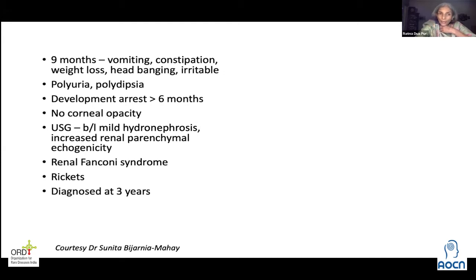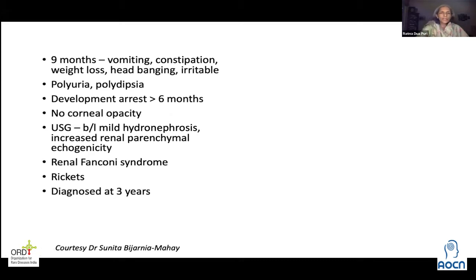He was apparently well till then. And he had vomiting, constipation, there was weight loss along with some change in behavior, polyuria and polydipsia. And for the last few months, he had not developed very well. There was no corneal opacity. The ultrasound had shown bilateral hydronephrosis with an increased renal parenchymal echogenicity.